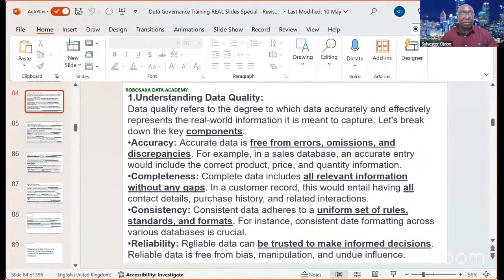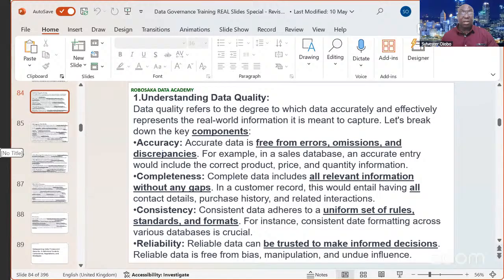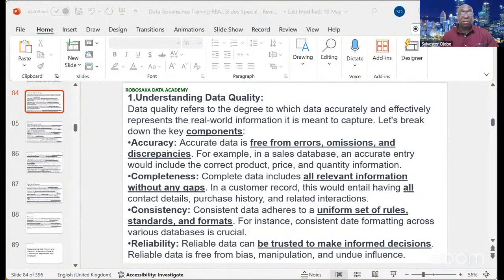Reliability. Reliable data can be trusted to make informed decisions. Can we have an example of data being reliable? The source? Source, that's very, very good. I love that.